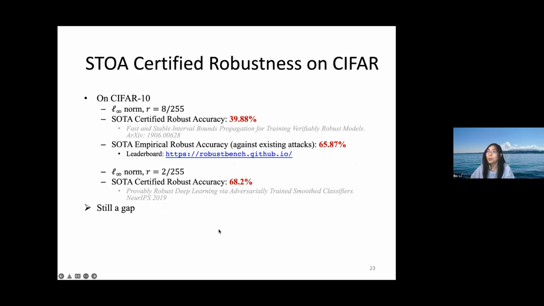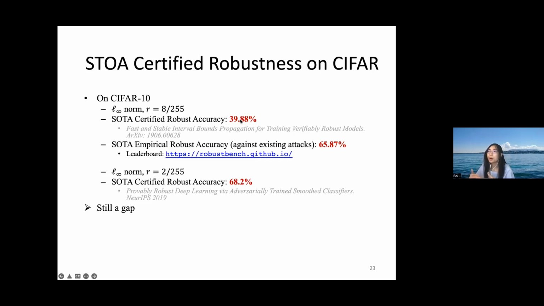However, the problem is on slightly large datasets, for example CIFAR, which is not that large, and on the L-infinity norm, like this is a threat model bounded by this magnitude, the state-of-the-art certification is only about 93, 39, etc. But the empirical robustness is very high, about twice that.